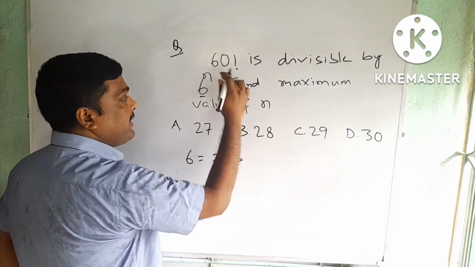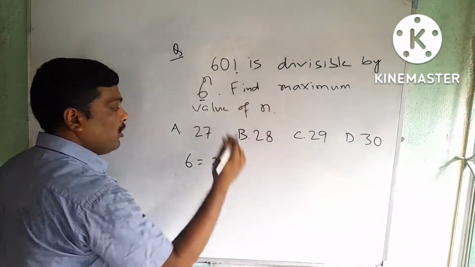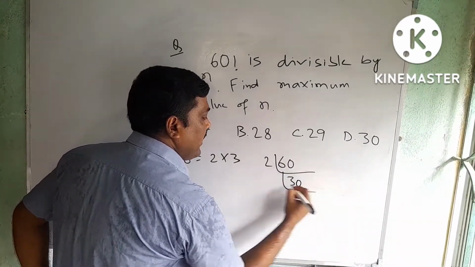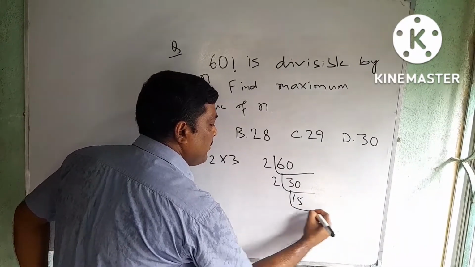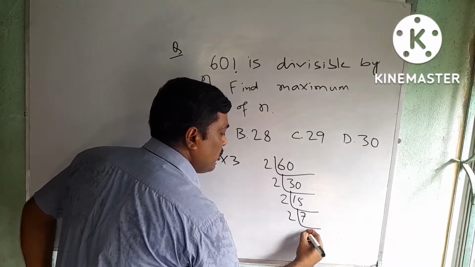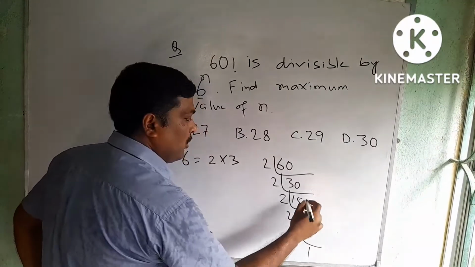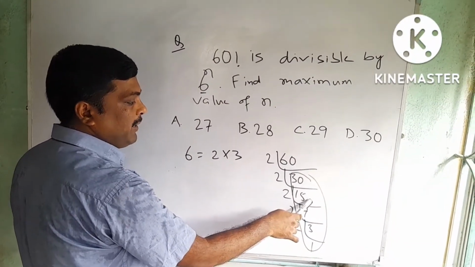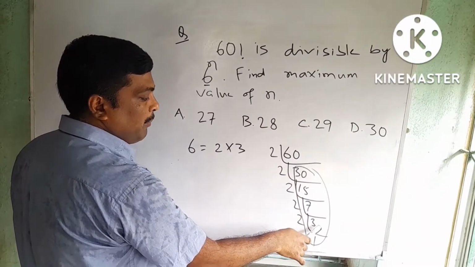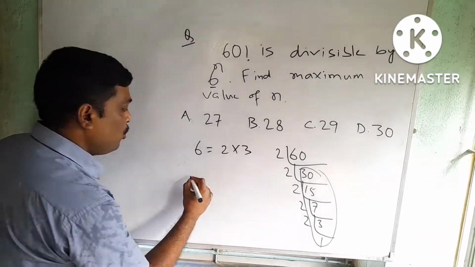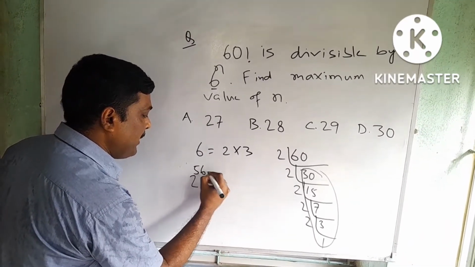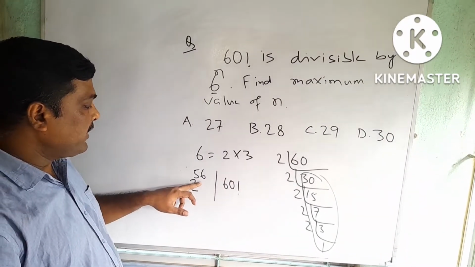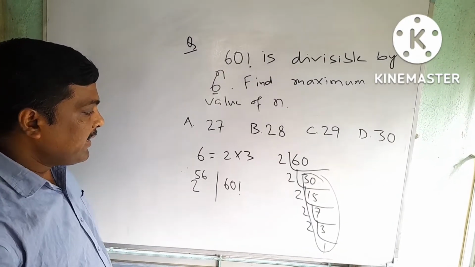Okay, so 60 factorial is divisible by 6 to the power n. So first divide 60 by 2, quotient 30, divide 30 by 2, 15, 15 by 2, 7, divide 7 by 2, 3, 3 by 2, 1. Calculate this sum. So 30 plus 15, 45, 52, 55, 56. Okay, so 2 to the power 56 divides 60 factorial. So maximum power of 2 is 56.